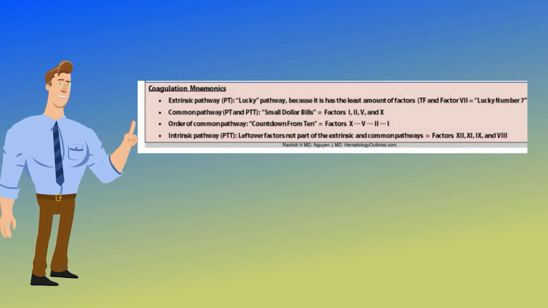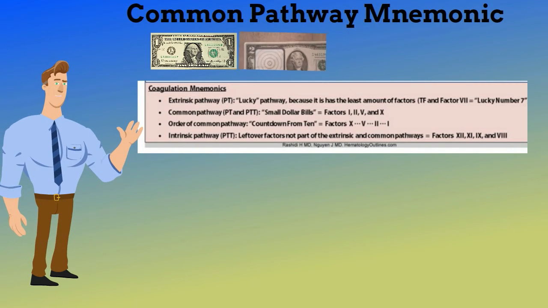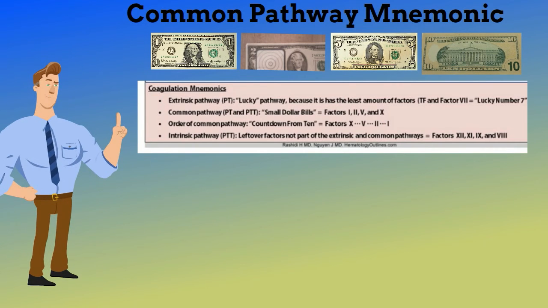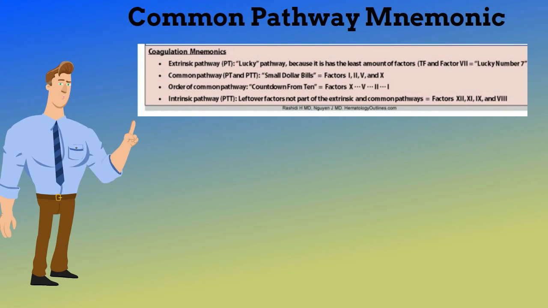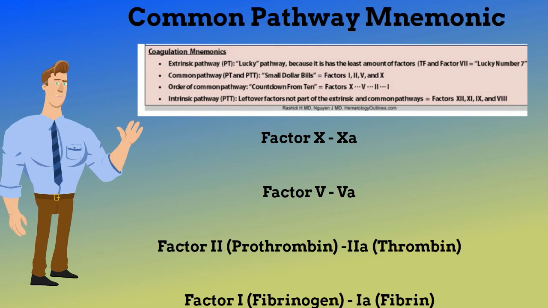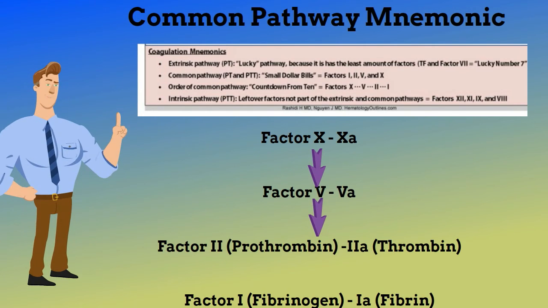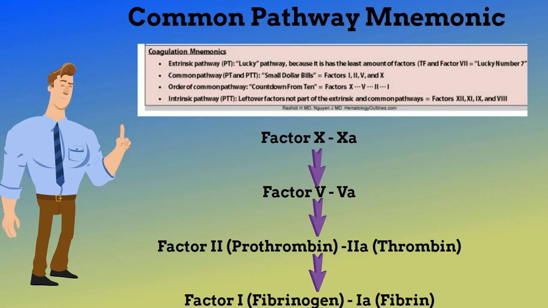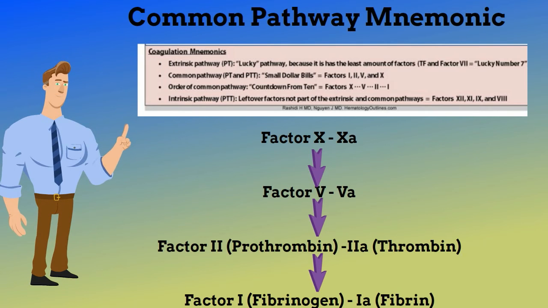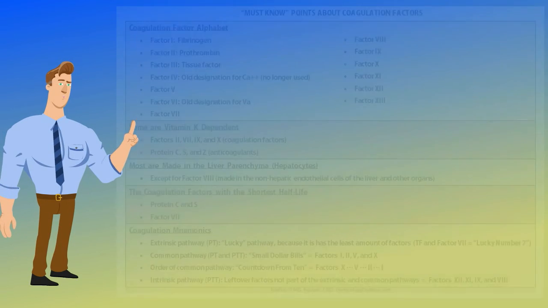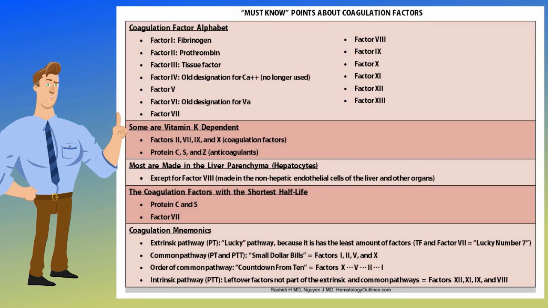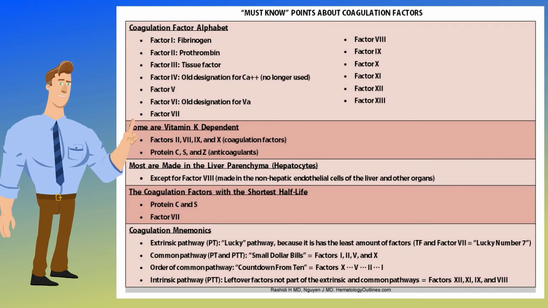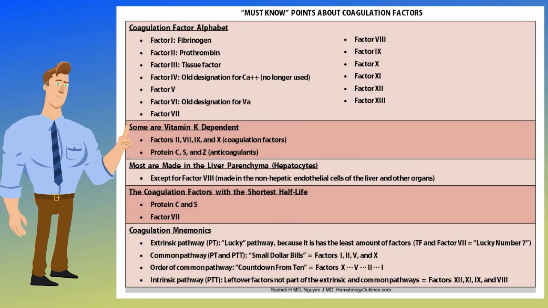Just like the $1, $2, $5, and $10 bill, it affects factor 1, factor 2, factor 5, and factor 10. Finally, the order of the common pathway is a countdown from 10, 5, 2, 1. And there is no need for the PTT or the intrinsic pathway mnemonic, since the rest of them fall into that pathway.